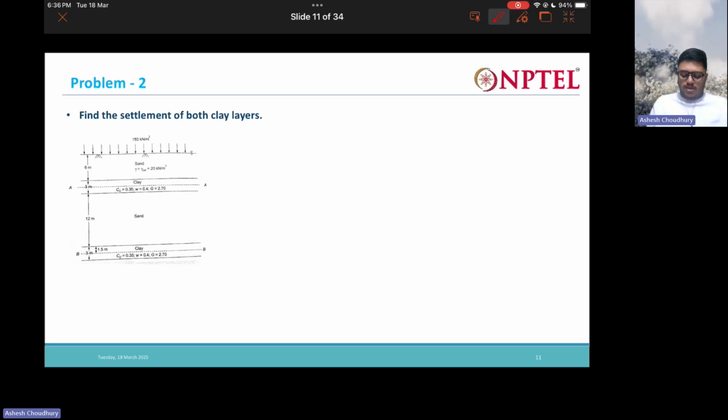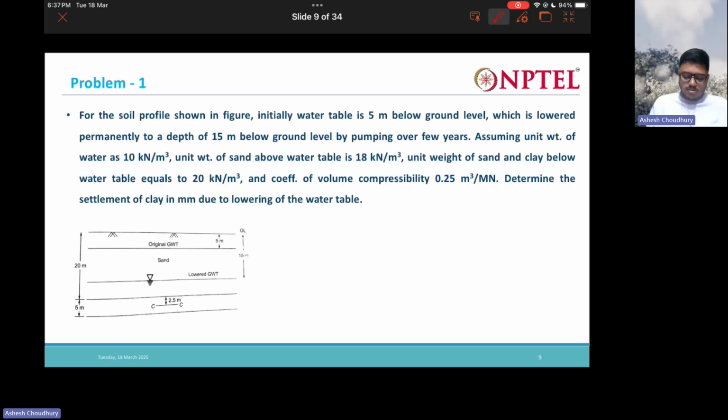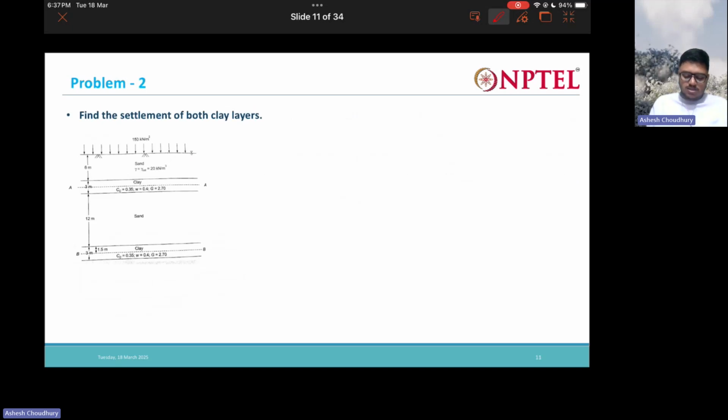Now let us see the next problem. Find the settlement in both the layers. Here we have two layers of soil, AA and BB. These are the two clay layers, and both are undergoing double drainage. You need to find out the settlement of the clay. Everything is given: CC, water content, G. From there you can find out the unit weights. First, find out the unit weights of the clay layers with the given values, then calculate the effective stresses. Just try to do it. I will give you 2 minutes. Just try to start the problem, and I will solve it.